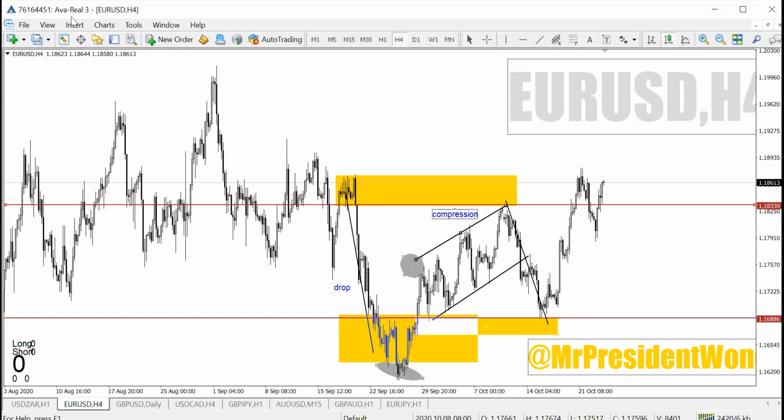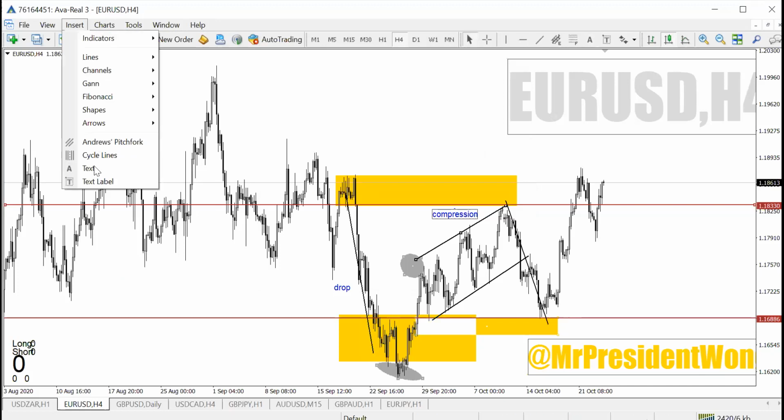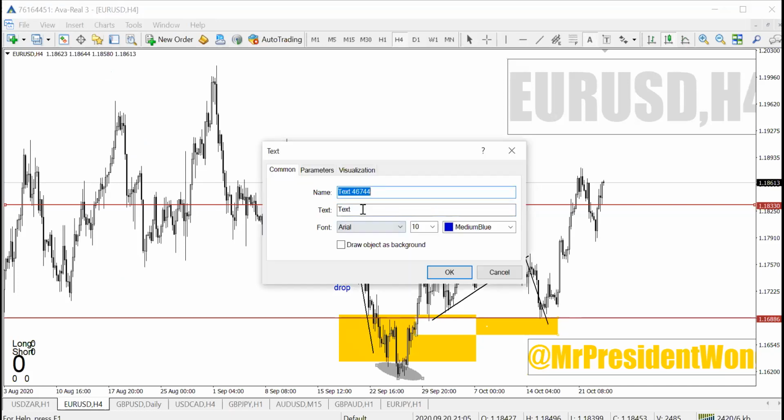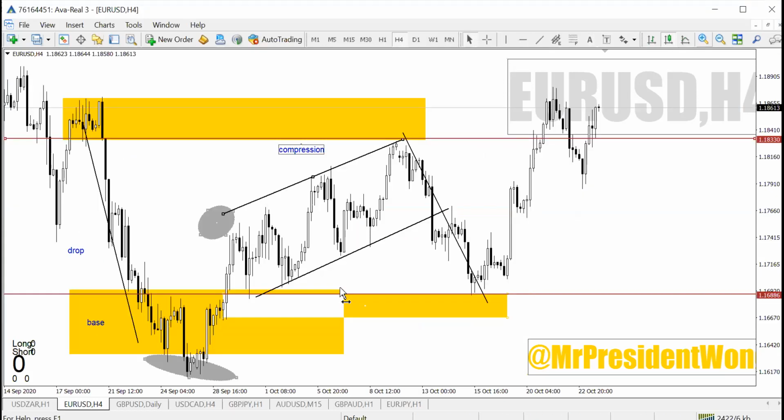Our base, because the market actually reversed. It was dropping down to this base here, and it reversed here. After that base was formed, if you zoom in, you can see the price actually went up. After this base was formed, the price dropped. From this base, the price dropped.